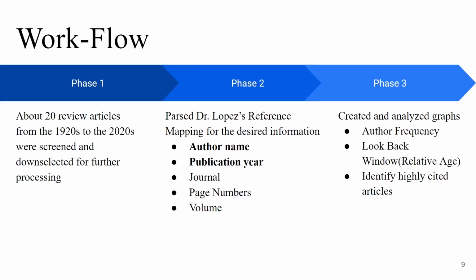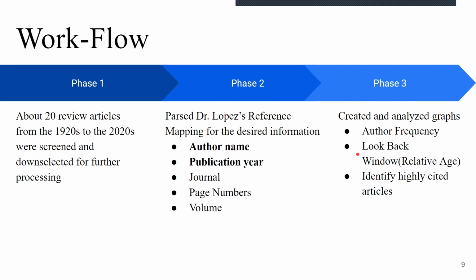This is going to be conducted through this workflow with three main phases. Phase 1: gathering 20 review articles from the 1920s to the 2020s, which were screened down and selected for further processing. Phase 2: parsing Dr. Lopez's reference mapping for the desired information, in this case, author name and publication year. Now, Dr. Lopez's reference mapping is this large Excel file with all the references and review articles, and I parse them with Python. And phase 3: creating and analyzing graphs for author frequency and look-back window / relative age.